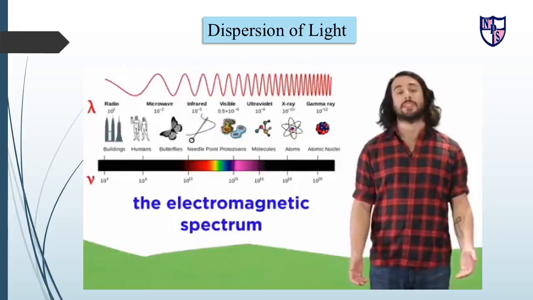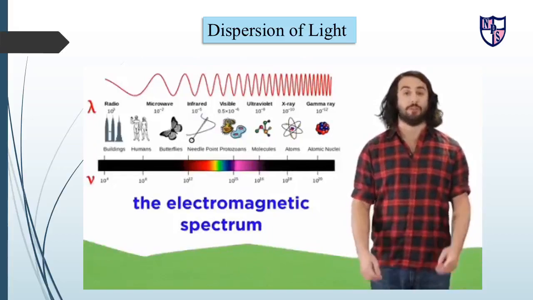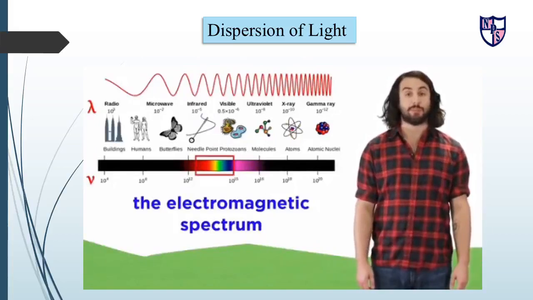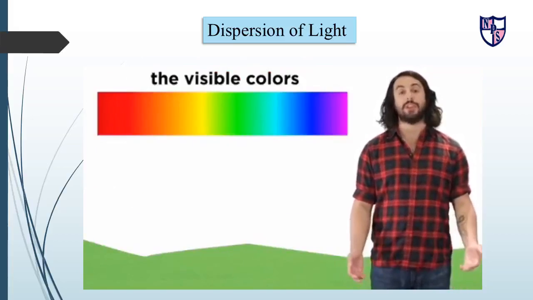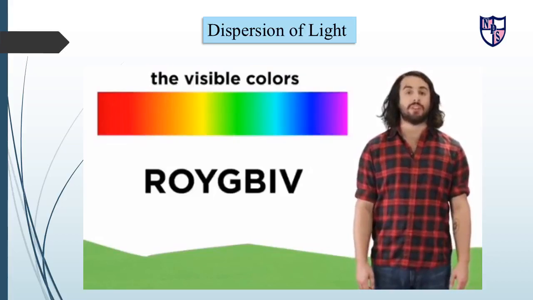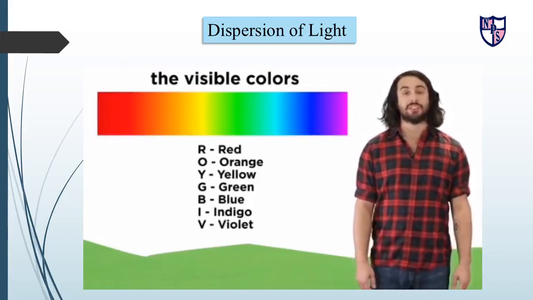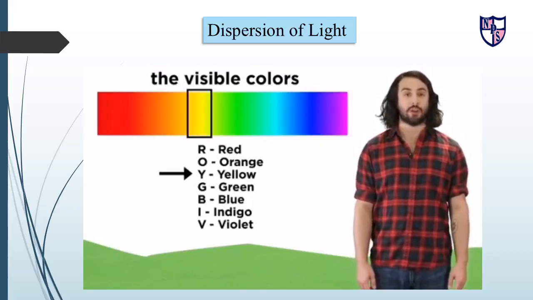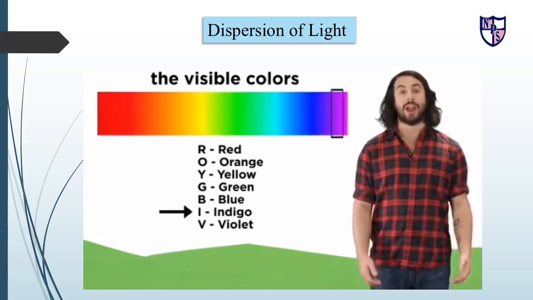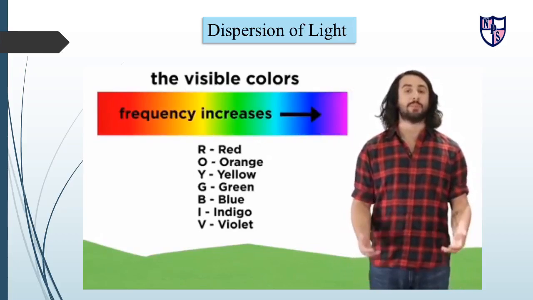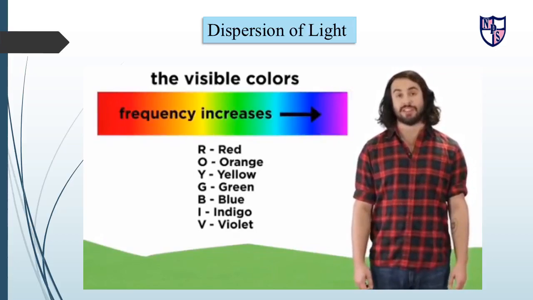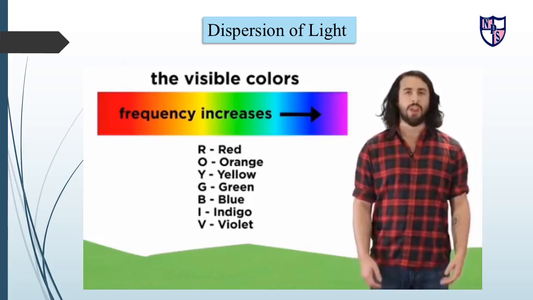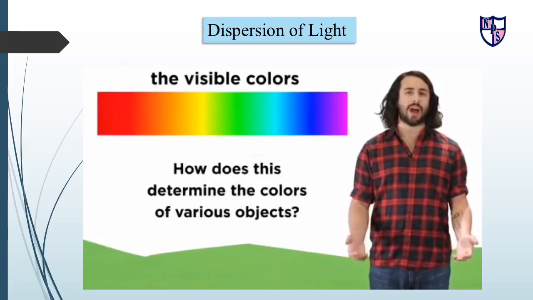We previously discussed the electromagnetic spectrum, and if we zoom in on the visible portion, we see some familiar colors. The order of these colors can be remembered with the mnemonic Roy G. Biv. This stands for red, orange, yellow, green, blue, indigo, and violet, which lists the visible colors from lowest frequency to highest frequency. So how does this correlate with the colors of objects?